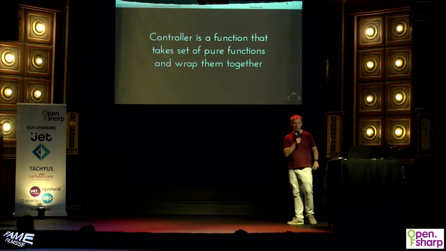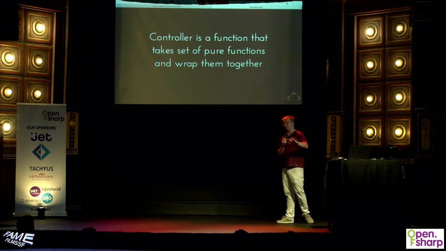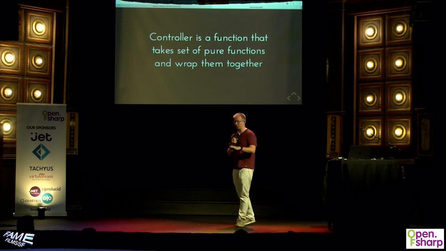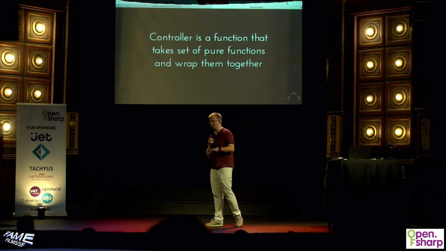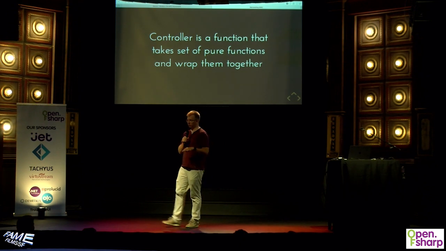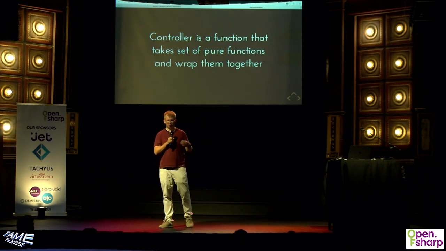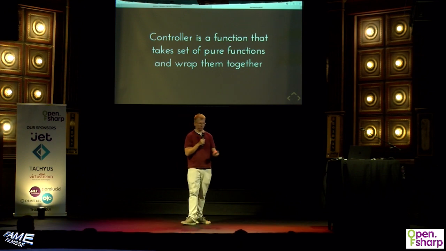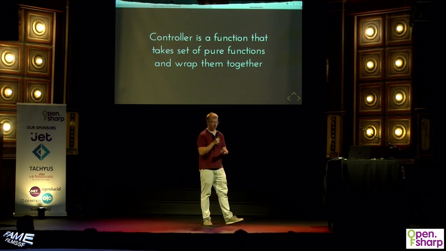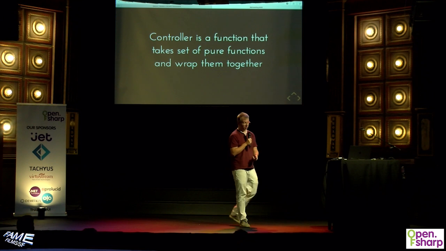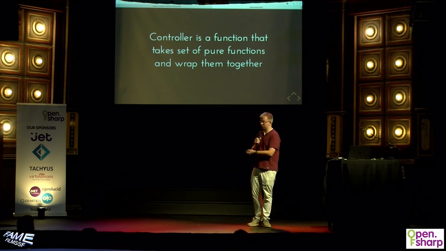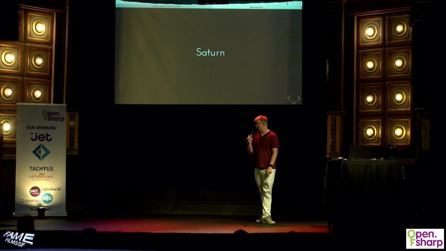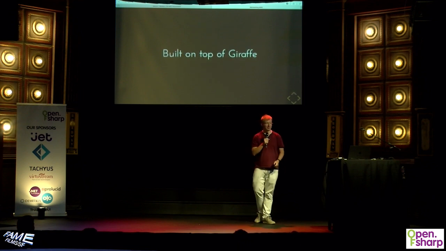The controller is a function that takes a set of pure functions and wraps them together, in a particular opinionated structure that provides all the features that MVC controllers usually provide in frameworks like Ruby on Rails, so routing and all this stuff, handling responses, handling content type headers and all this stuff. So yeah, here we come to Saturn.